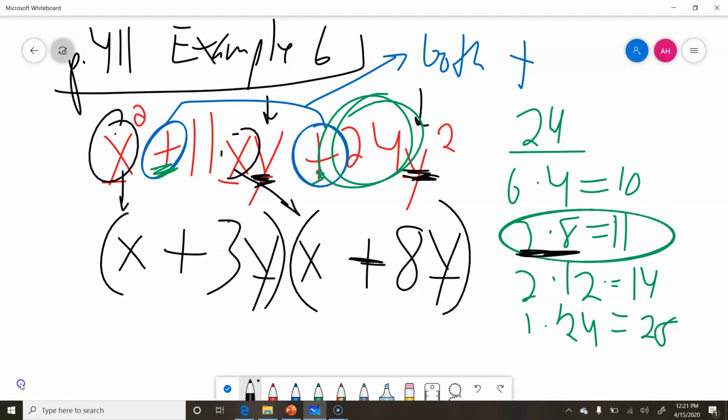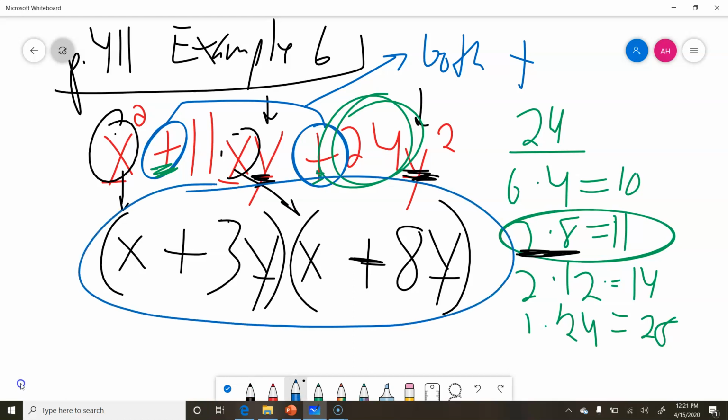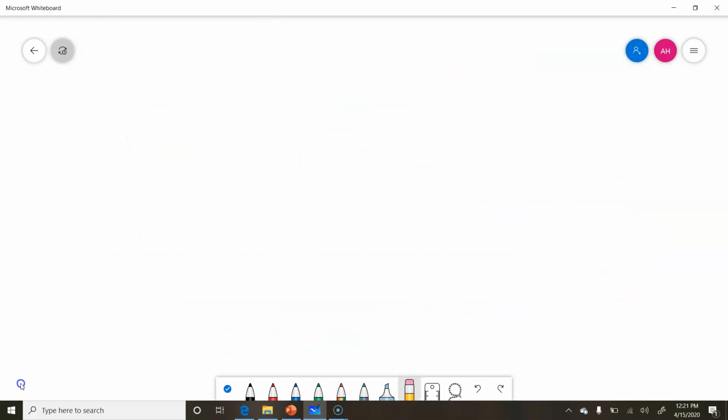So I solve it the exact same way as I solved the other one, except for I add a y at the end. And then if I multiply this out, I would get the same answer. I get x squared plus 11xy plus 24y squared. Okay? So that is the only addition that we're doing in our lesson. So it's the same lesson, same idea. If you need to pause that video, go ahead.